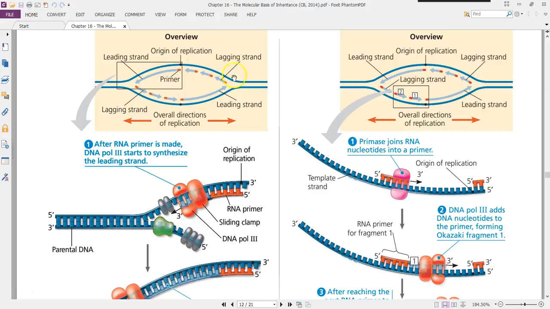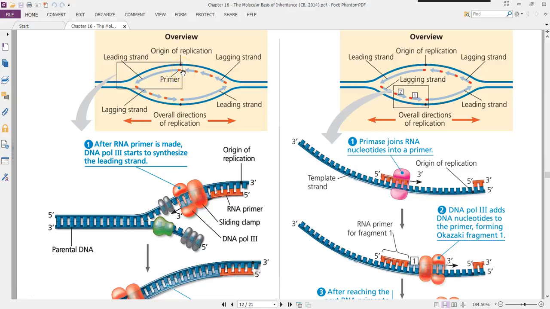So let's just have a look at this diagram here. Let's say that this DNA molecule, this parental strand, runs from 3' to 5'. That means that this daughter strand must be 5' to 3' because DNA is anti-parallel.